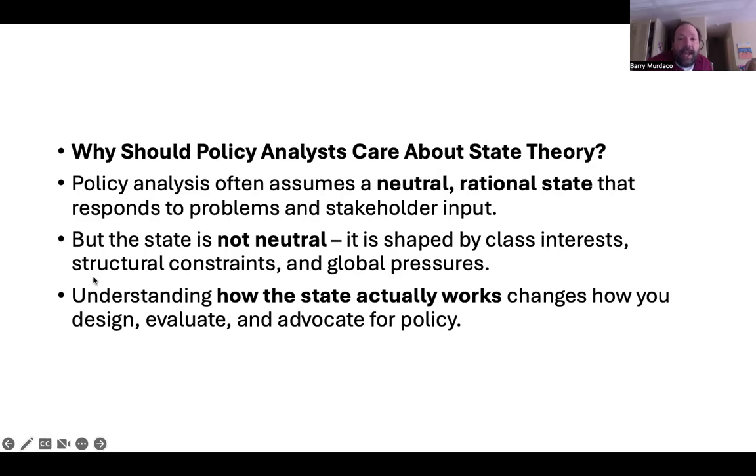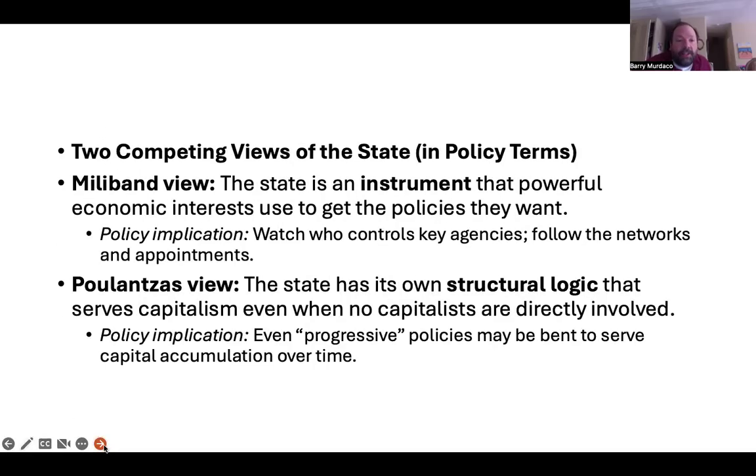Why should policy analysts care about state theory? Now, again, as I've been saying since the beginning of class, policy analysis often assumes a neutral, rational state that responds to problems and stakeholder input. The inputs going in determine the outputs, the policies coming out. But the state is not neutral, of course, right? It is shaped by class interest, structural constraints, and global pressures. So understanding how the state actually works changes how you design, evaluate, and advocate for policy.